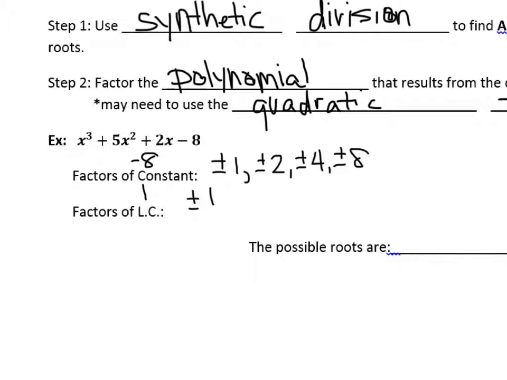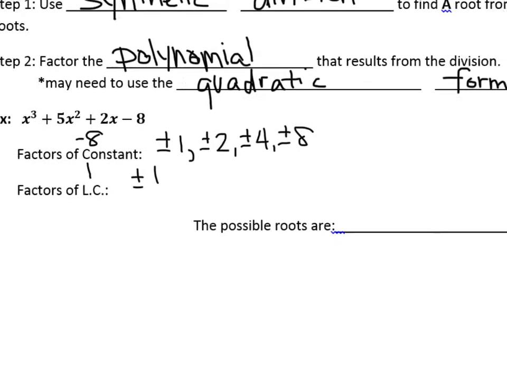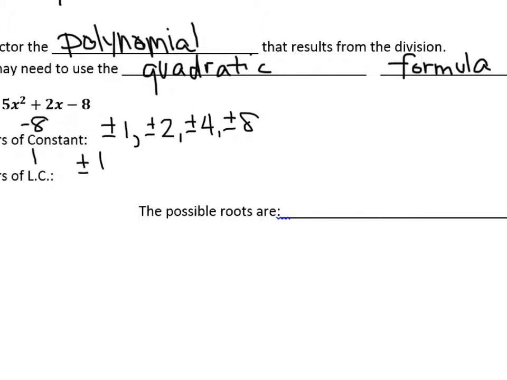So based on these factors, that means our possible roots are going to be plus and minus 1 over 1, which is just 1, plus and minus 2 over 1, which is 2, plus and minus 4 over 1, which is 4, and plus or minus 8 over 1, which is, of course, 8. So again, we're starting these problems just like we have been doing. So now we're going to go through these roots and find out a single root. So again, nothing new so far.